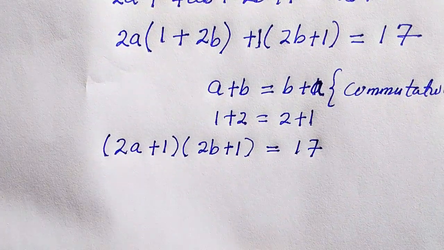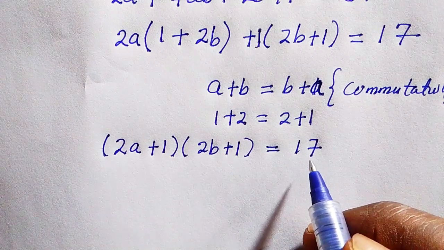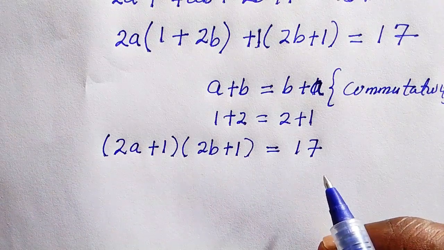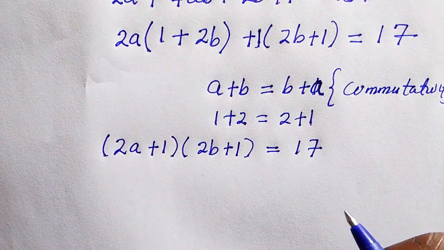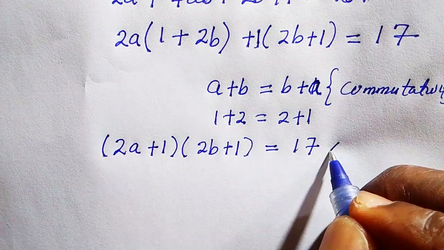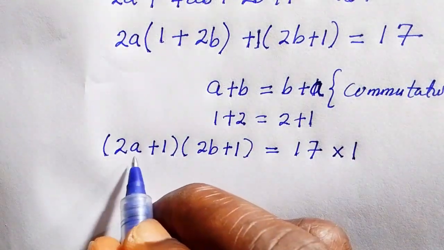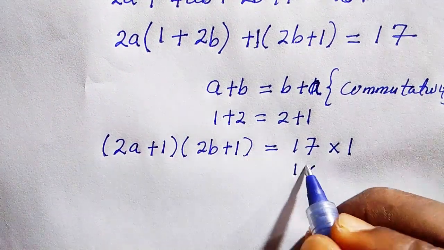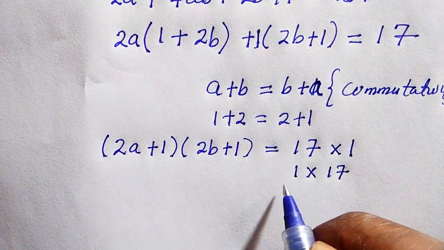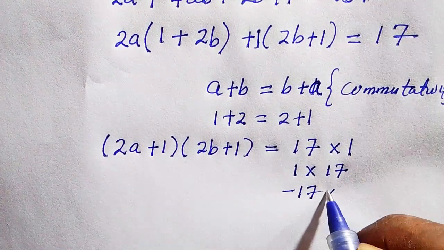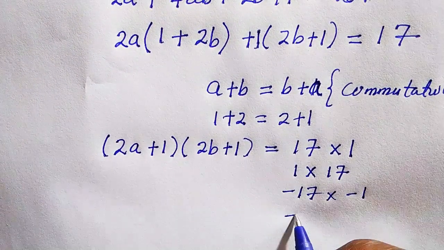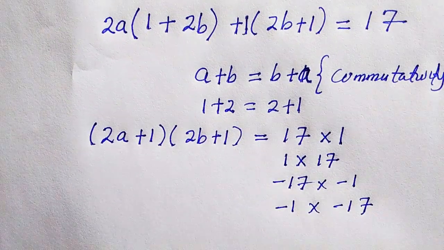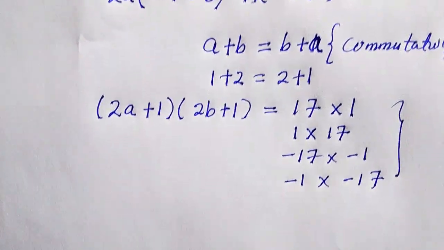So this is where we come. We have to look for the factors of 17, since a and b are members of integer. That is, we consider both positive and negative. It is not stated that a is greater than b or b is greater than a. So we have 1 multiplied by 17, and also 17 multiplied by 1. Similarly, we have minus 17 multiplied by minus 1, and we can still have minus 1 multiplied by minus 17. So there are 4 cases here, and we consider all these cases.